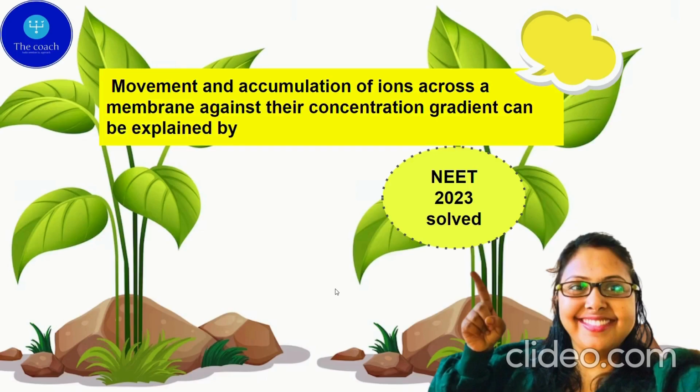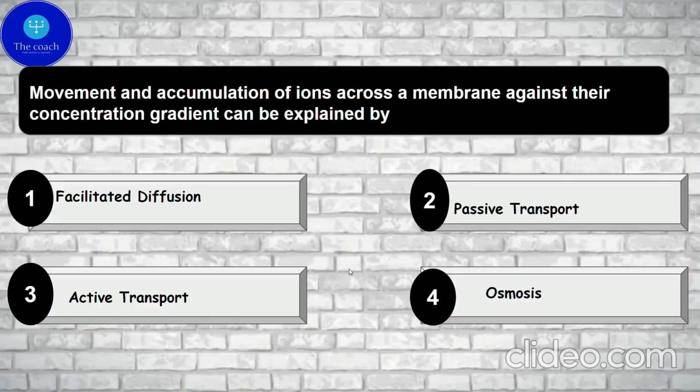So I am back with a new question which has been asked in the NEET 2023 exam. Let's get into the question directly. Movement and accumulation of ions across a membrane against their concentration gradient can be explained by: option 1, facilitated diffusion; option 2, passive transport; option 3, active transport; option 4, osmosis.